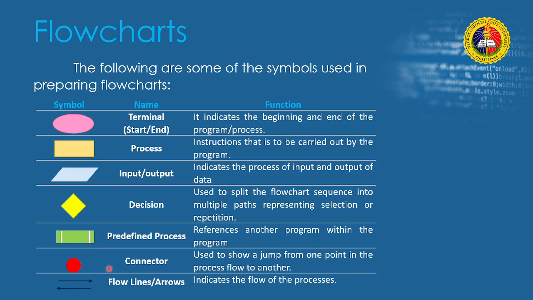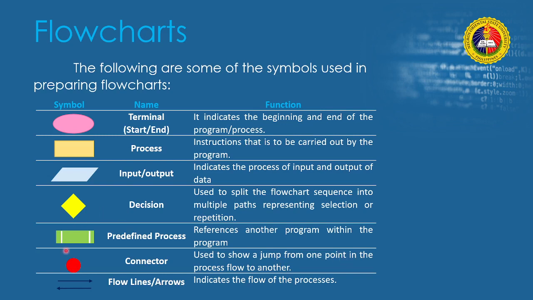Okay, next we have a perfect circle. Don't be confused, they are both circles. The first one is the ellipsis, which is a perfect circle. Right here is a perfect circle. That means it's a connector used to show a jump from one point in the process flow to another.